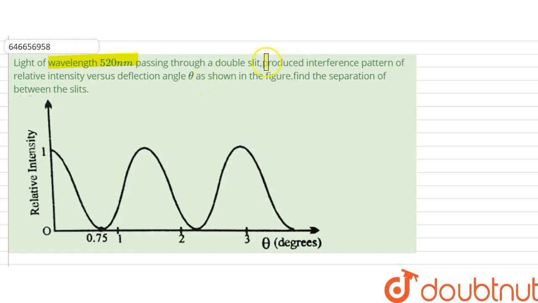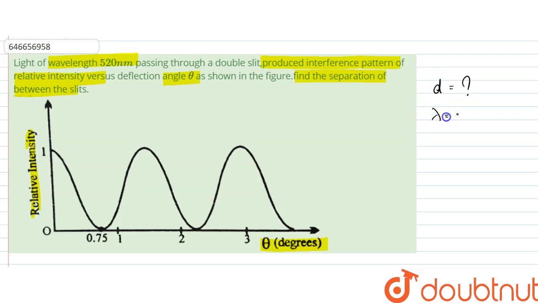Hello, we are given a question and the question says light of wavelength 520 nanometer passing through a double slit produced interference pattern of relative intensity versus deflection angle theta. So this is the relative intensity and this is angle theta in degrees. Find the separation between the slits, that is, we have to find the value of d.